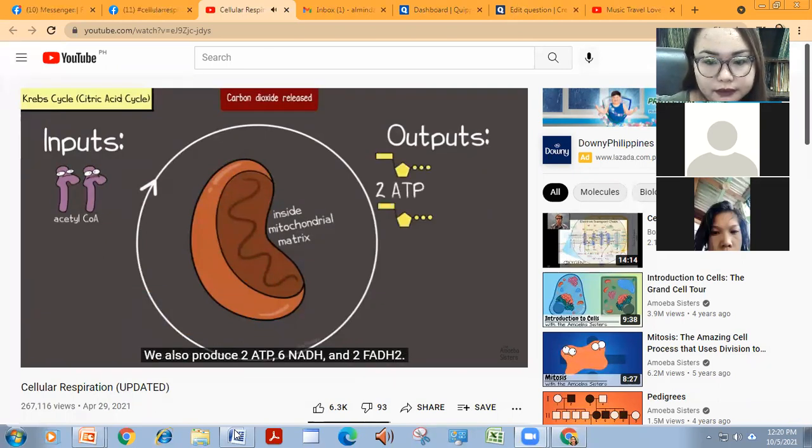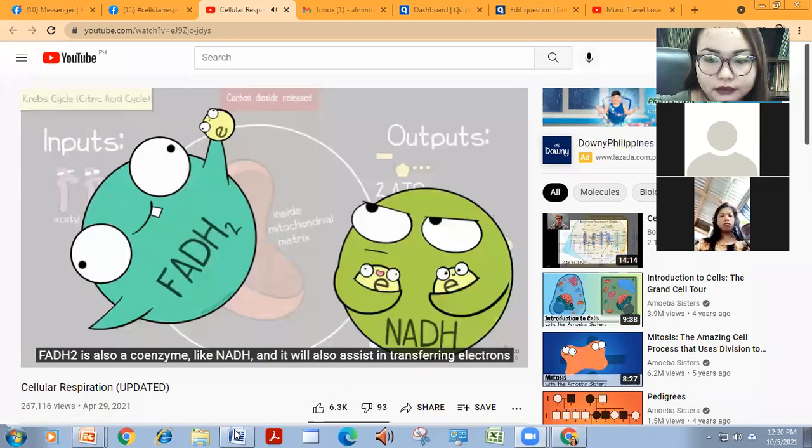We also produce 2 ATP, 6 NADH, and 2 FADH2. FADH2 is also a coenzyme, like NADH, and it will also assist in transferring electrons to make even more ATP.